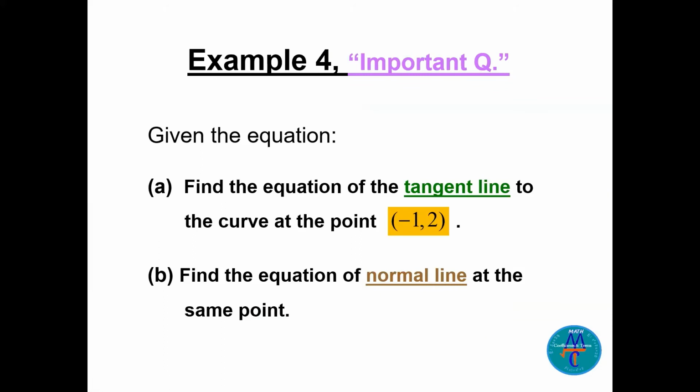Now let's take here, given the equation, x squared minus xy plus y squared is equal to 7. Find the equation of the tangent line to the curve at the point minus 1, 2. See, this is x1, y1 now, different from 0, 0. Find the equation of the normal line at the same point.